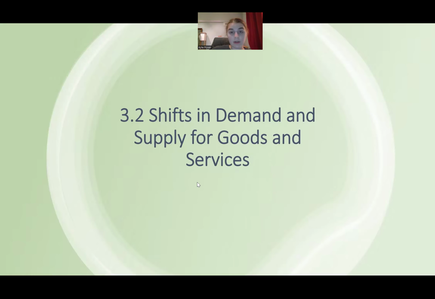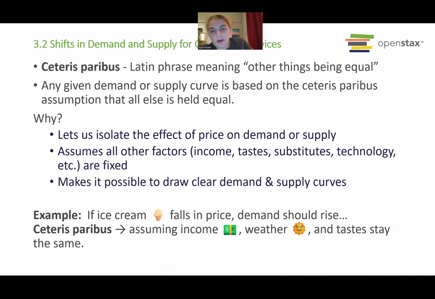Now that we've found equilibrium with our standard supply and demand, we're going to talk about something called shifts. Demand doesn't always stay in this kind of perfect place. There's a special phrase for this: all other things being equal, which any given demand or supply curve is based on. Why? It lets us isolate the effect of price on demand or supply, so we don't have to assume all these other things are going on. They can still make shifts happen, but they're not the main focus of our marketplace.